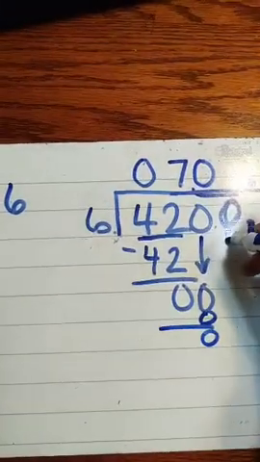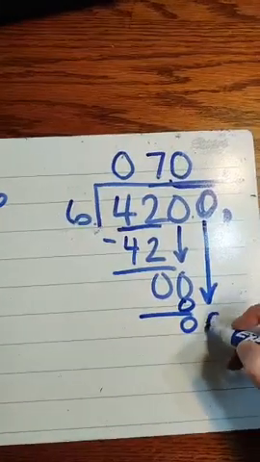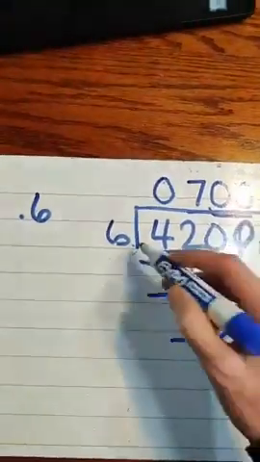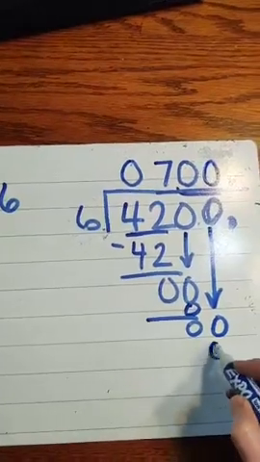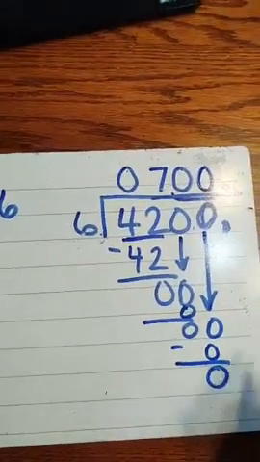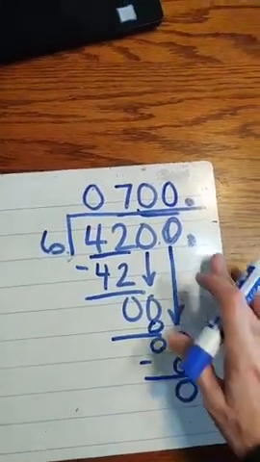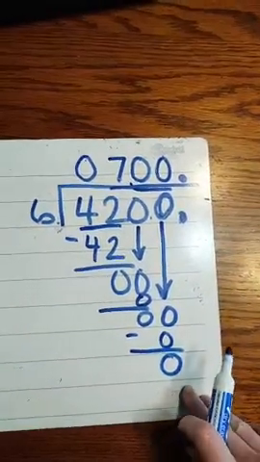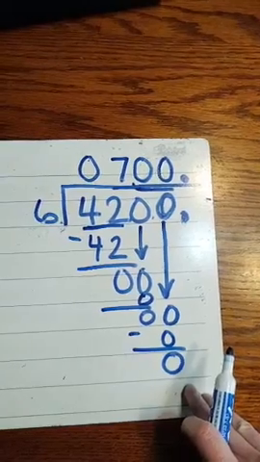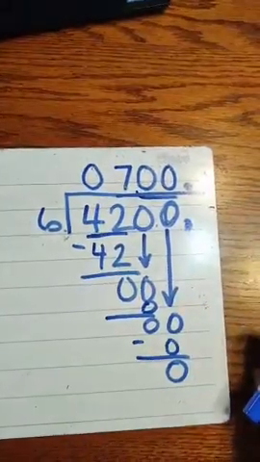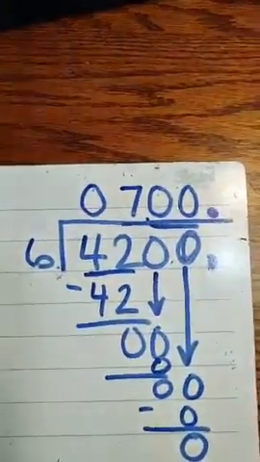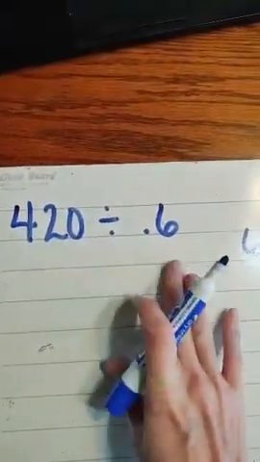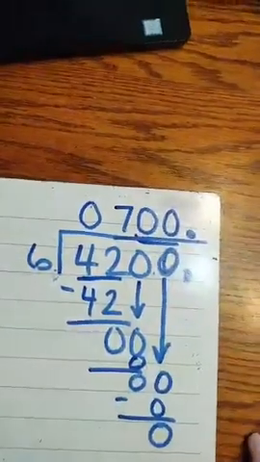I'm not done. I haven't brought all my numbers down. I bring my next 0 down. Does 6 go into 0? No, it goes 0 times. 6 times 0 is 0. We subtract and get 0. Now I don't have any more numbers to bring down. I don't have a remainder because we cannot have remainders with decimal numbers. So I am done. I found that 420 divided by 6/10 is 700.